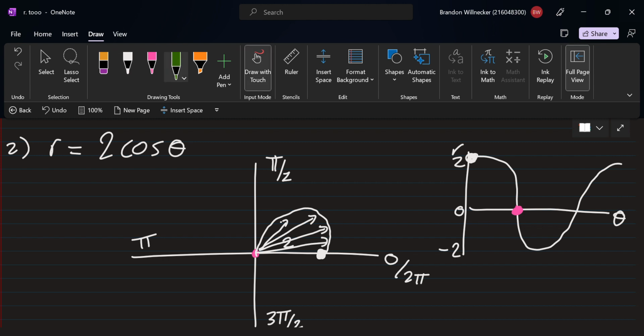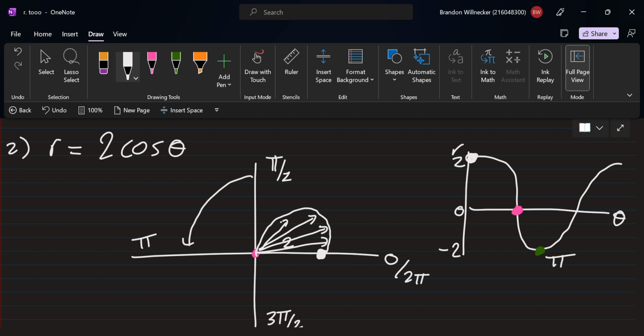Let's go from the pink dot to the green dot at pi. So now we can see that the distance goes negative. So we need to deal with that. So we're at pi over 2. We want to go from here to here. Remember, we're constantly going counterclockwise around the circle. Okay. Now the distance is 0, and the distance goes down, so it increases, but the other way, to -2.